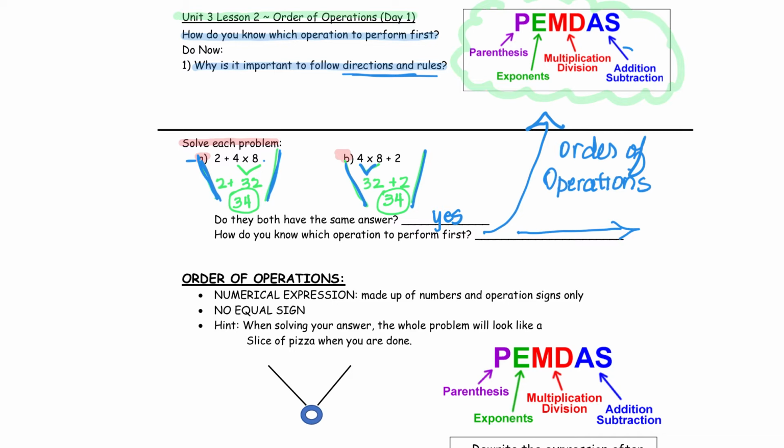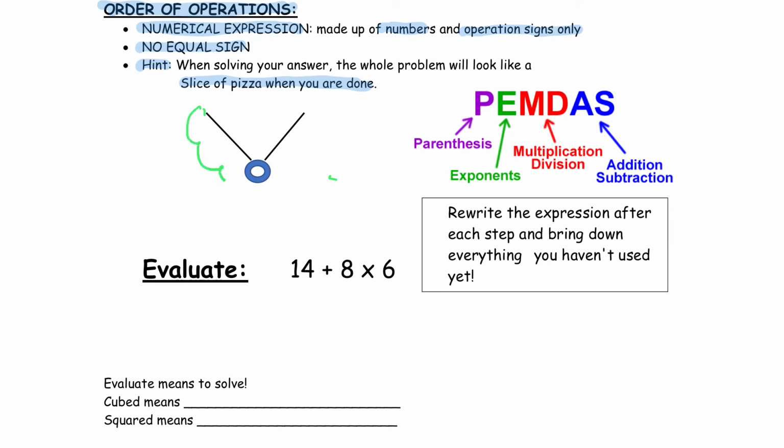Let's continue and go on and look at more of the order of operations. First of all, numerical expression. A numerical expression is made up of numbers and operation signs only. There is no equal sign in an expression. Also, here's a hint, when solving your answer, the whole problem will look like a slice of pizza when you are done. Here is that slice of pizza with the pepperoni on the top. Okay, so let's take a look again.